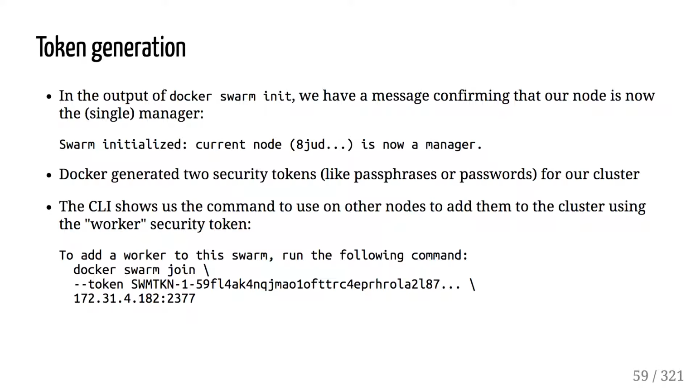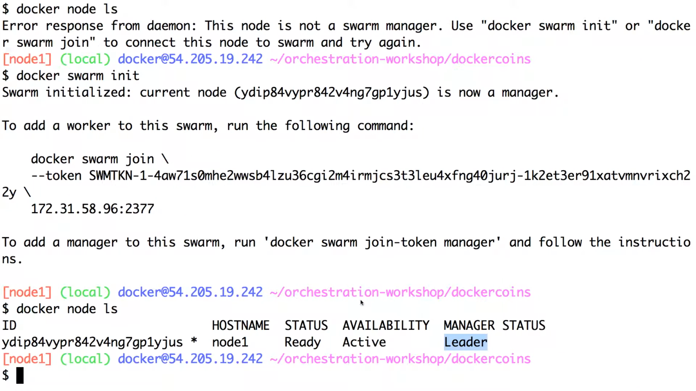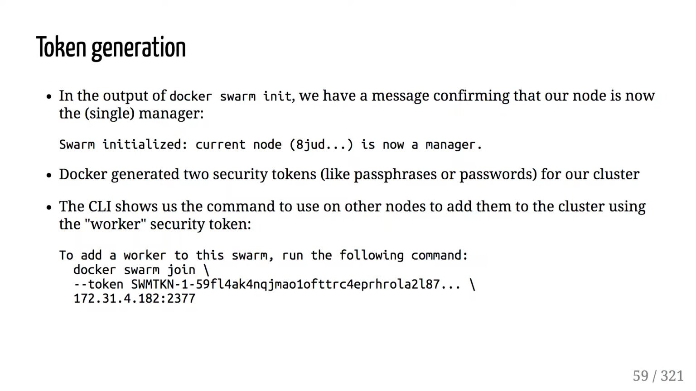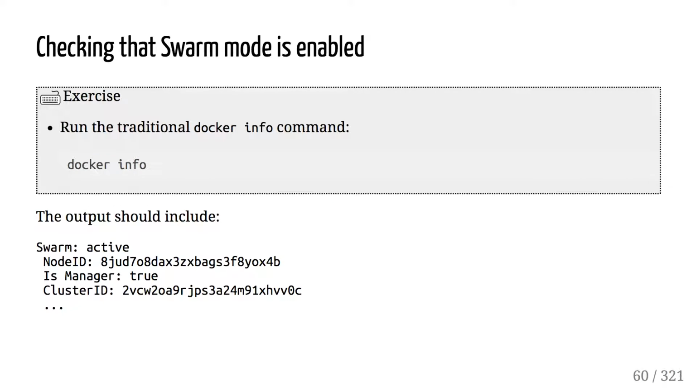Okay, so in the output I can see that I have this super long thing here. That's the token to join my swarm. It's kind of the password to join the swarm, in a way. And it gives me the command that I need to add more nodes to the cluster.